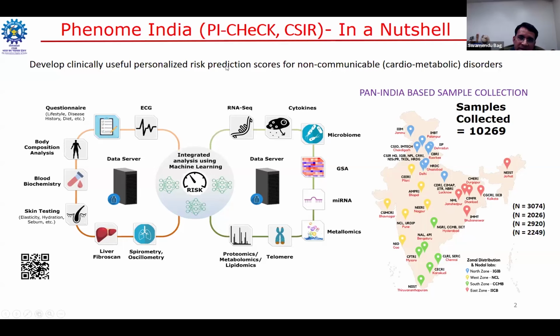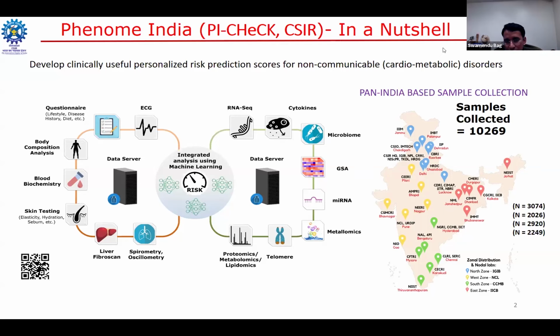So in this study, we collected both the pathological and medical data and the molecular data. For the pathological data, we collected ECGs, body composition analysis, anthropometric analysis, general blood chemistry, skin chemistry, liver function state, and lung function state, that is spirometry, oscillometry, etc.